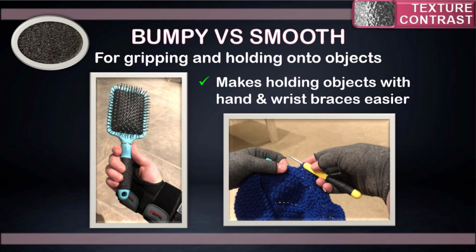Other than using anti-slip grip tape on the microwave, you can also put it onto objects such as a hairbrush or a crochet needle, so it makes it easier to hold on to those objects even if you have a hand or wrist brace on. Or even if it's just hard to hold on to smaller objects like a crochet hook, it gives it more texture and more grip for you to hold on to and less likely for it to fall.